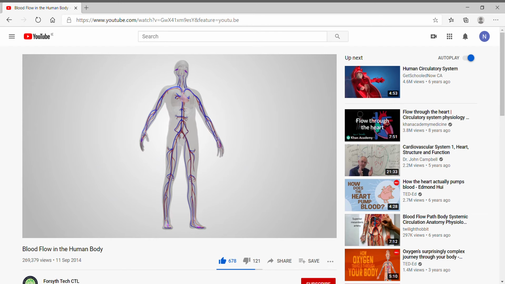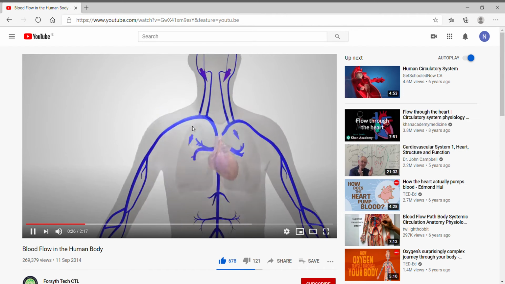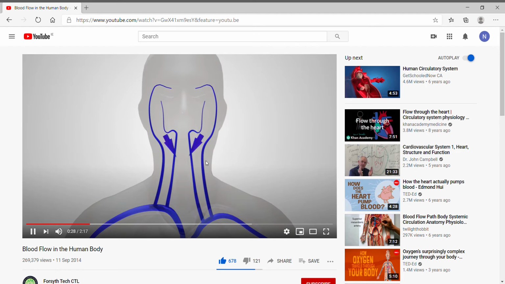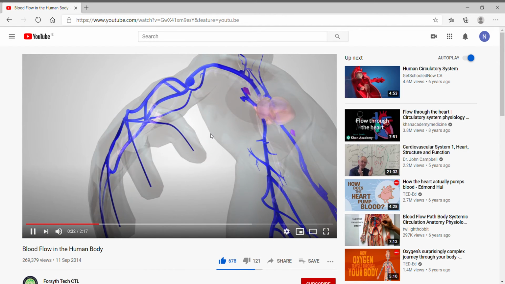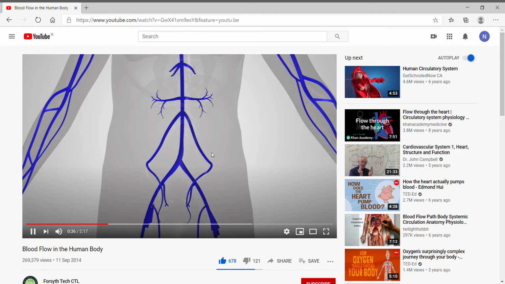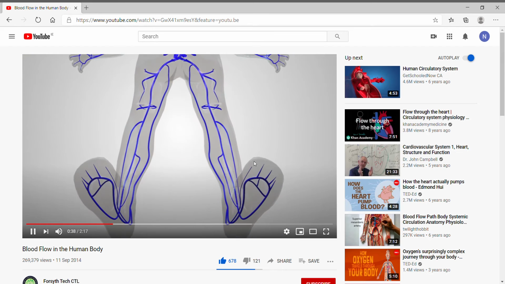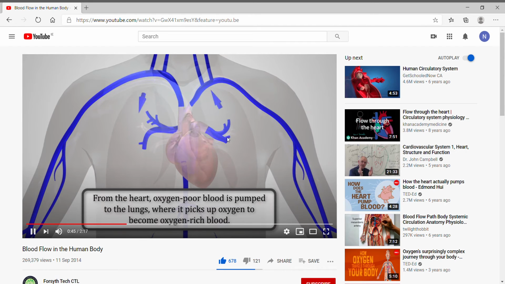As you can see here, the blood is flowing all over the body. I just personally think this is very cool because it shows the flowing in action in a simulation form. So yeah, I'll just move on for now.